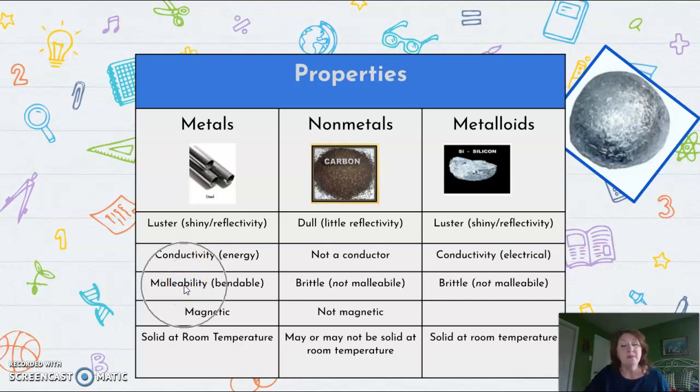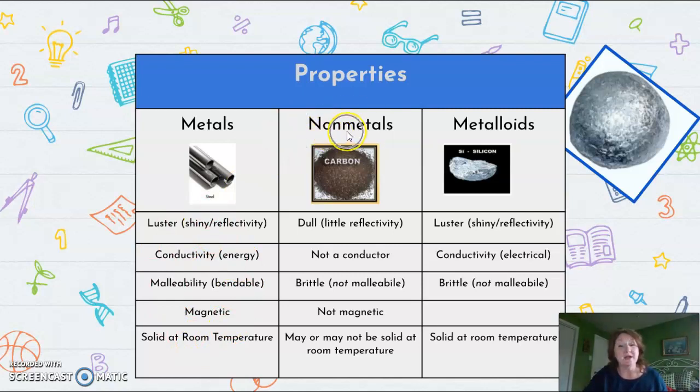We also know that metals are very malleable. They can bend without breaking. Think about an aluminum can from your soda. You can crush that can and it doesn't necessarily break. It is malleable. They can have magnetic properties. There's a few who don't, but most of them are attracted to magnets. And finally, metals are always in the state of solid at room temperature. So these are some of the properties of metals.